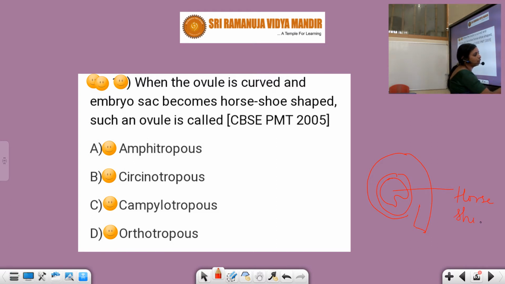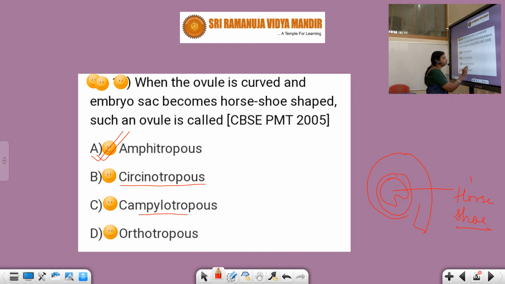So in which ovule can we see the horseshoe shaped embryo sac? That is amphitropous. So the answer is A, amphitropous. In Sarcinotropous, option B, the funicle is coiled like a watch spring. That means the ovule is first straight, then becomes inverted, and again becomes straight. The funiculus becomes so long that it coils around the body of the ovule. So this is wrong.